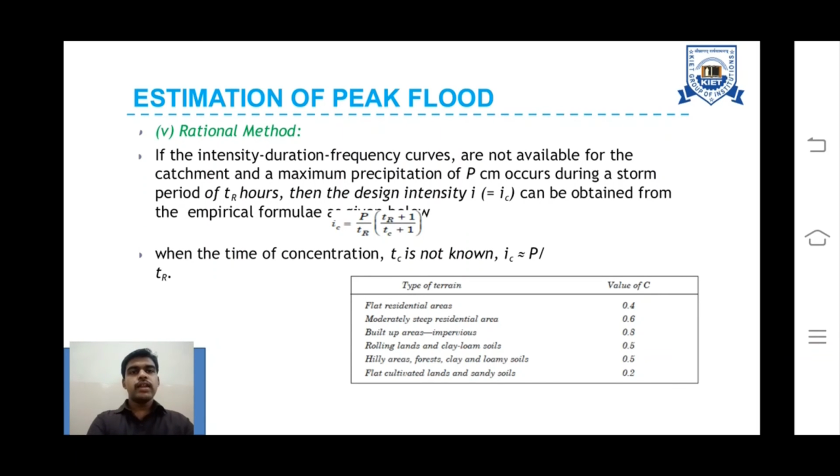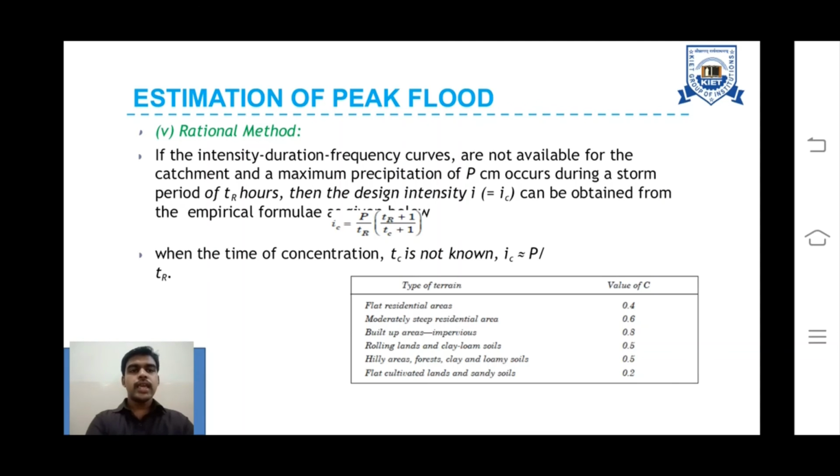Estimation of peak flood in the rational method has another parameter, considering the type of the terrain. Look at the tabular form. Flat residential areas, the value of C 0.4, 0.6, 0.8, and depending upon this value of C, that is the time of concentration. Here comes the intensity, duration, frequency curves. These are not at all available for the catchment, but maximum precipitation occurs during the storm period, that is TR.